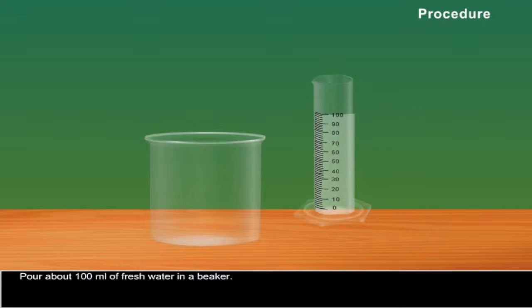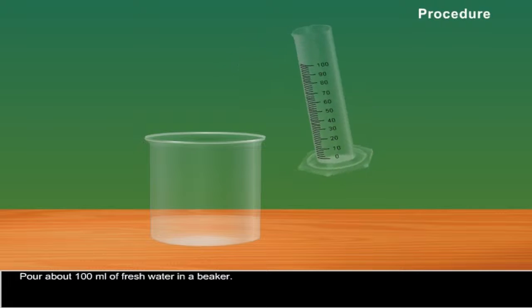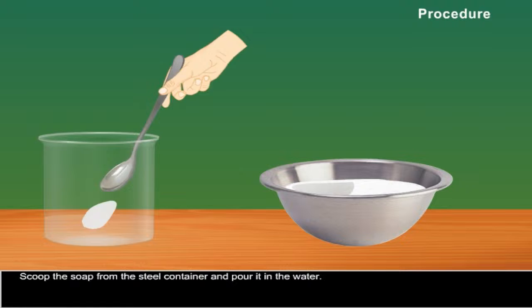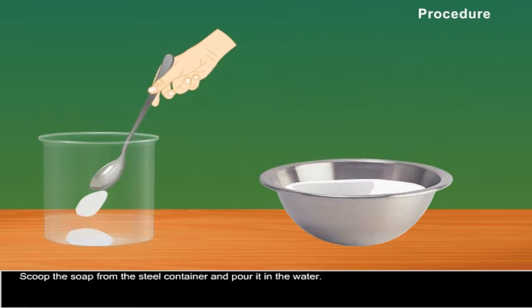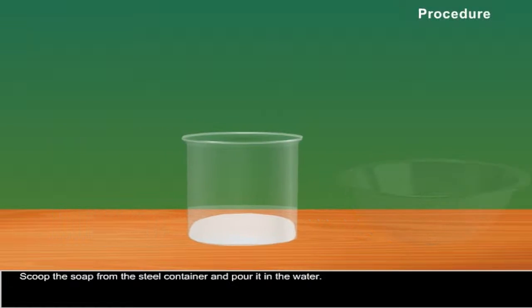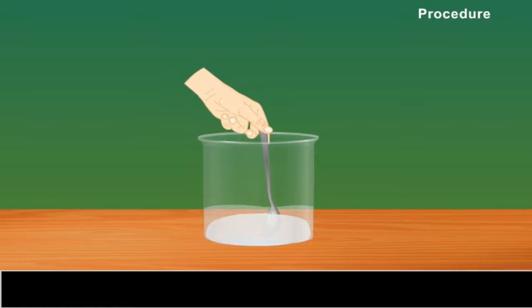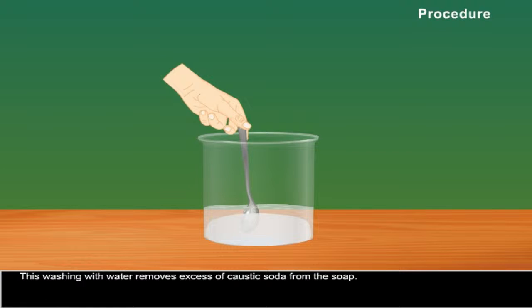Pour about 100 milliliters of fresh water in a beaker. Scoop the soap from the steel container and pour it in the water. Stir gently. This washing with water removes excess caustic soda from the soap.